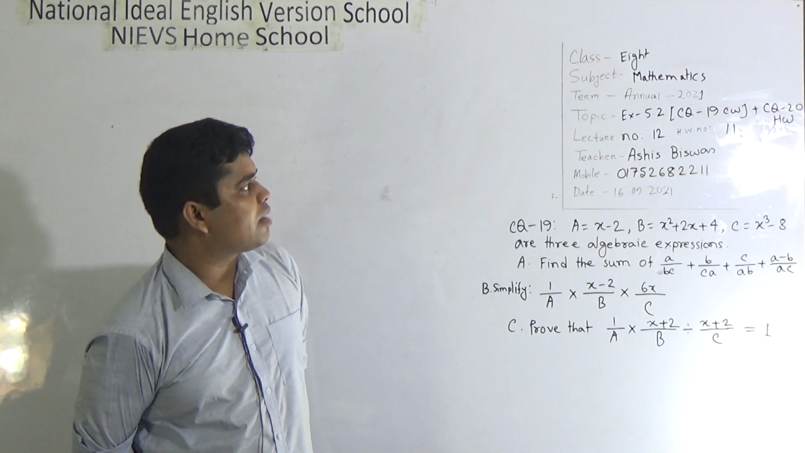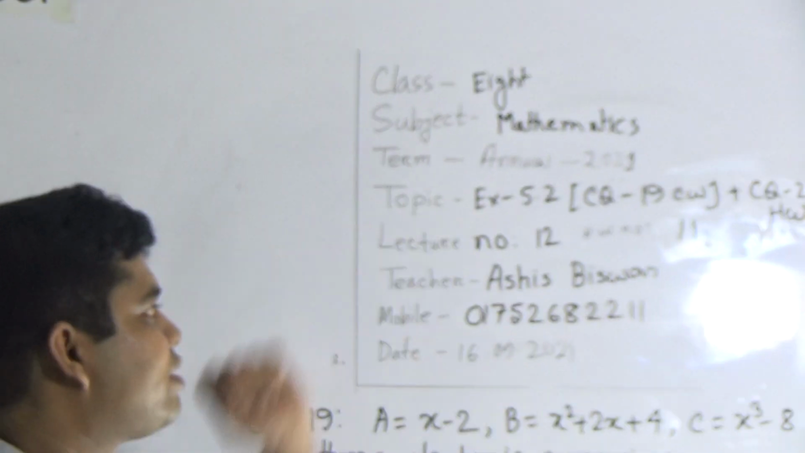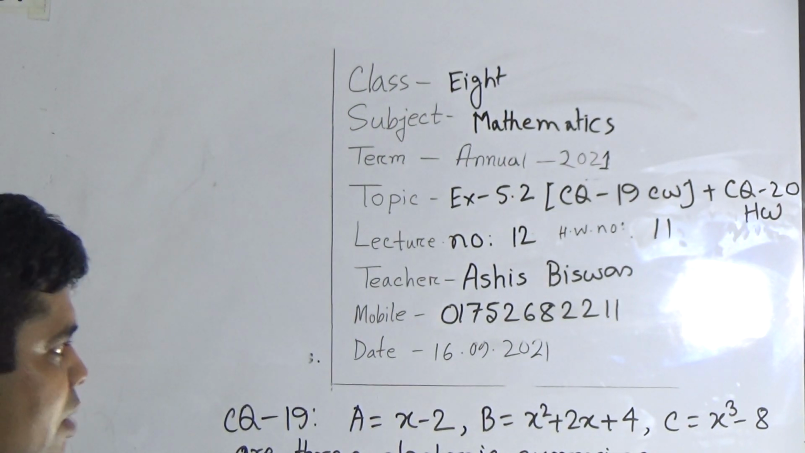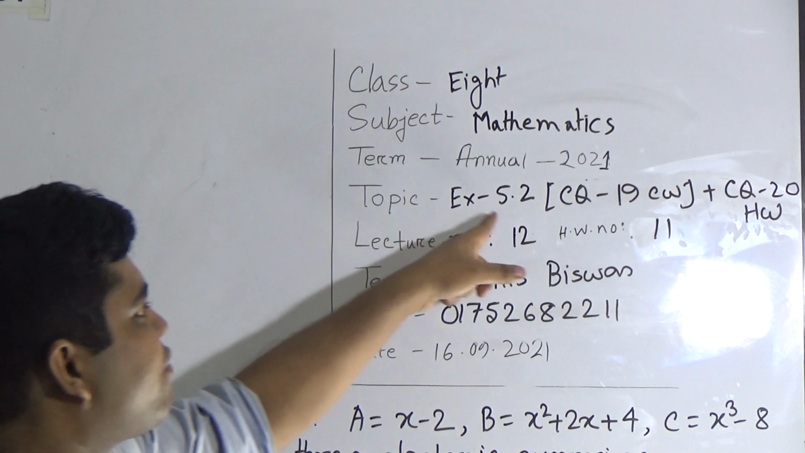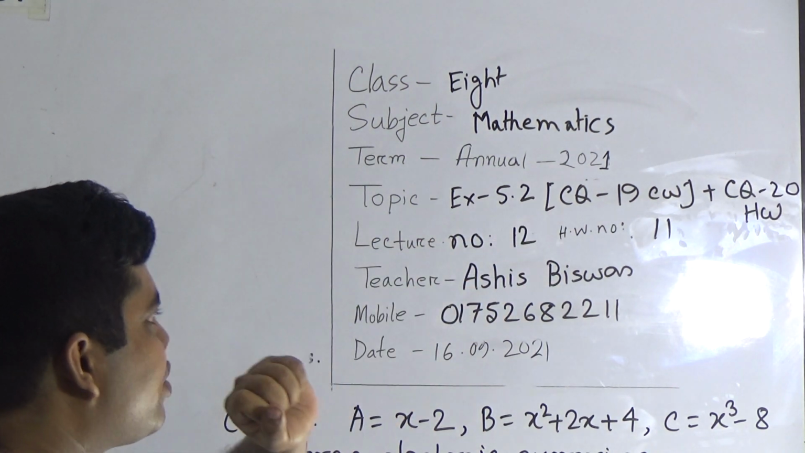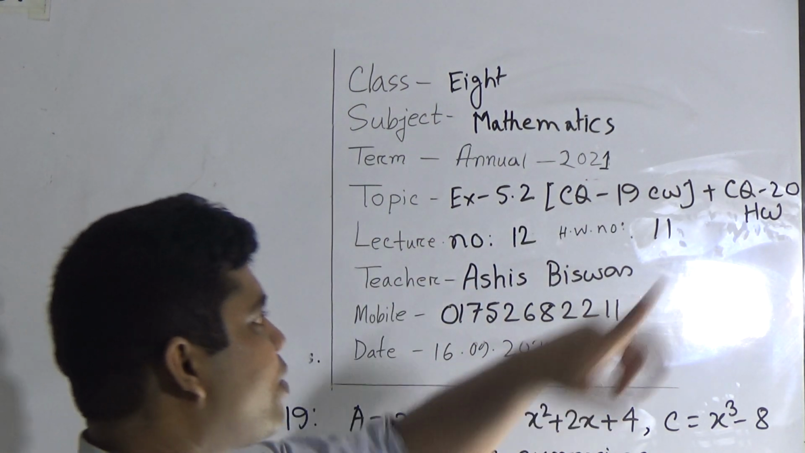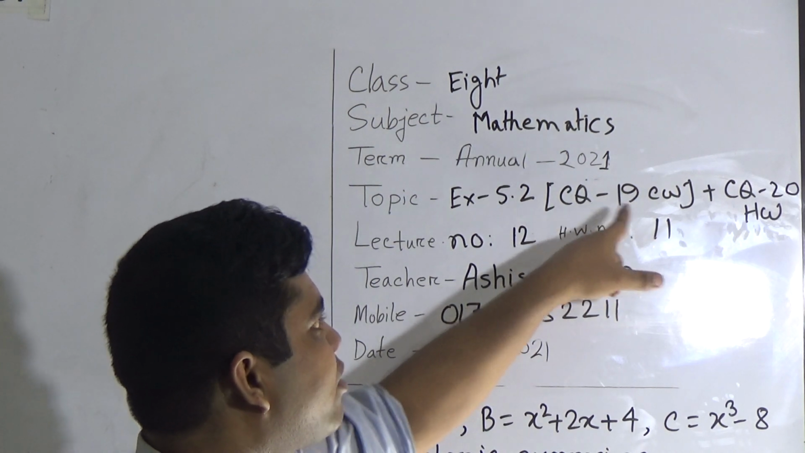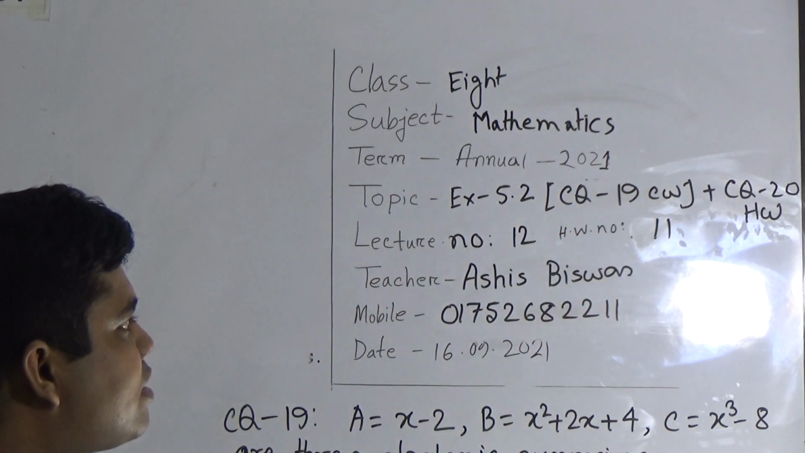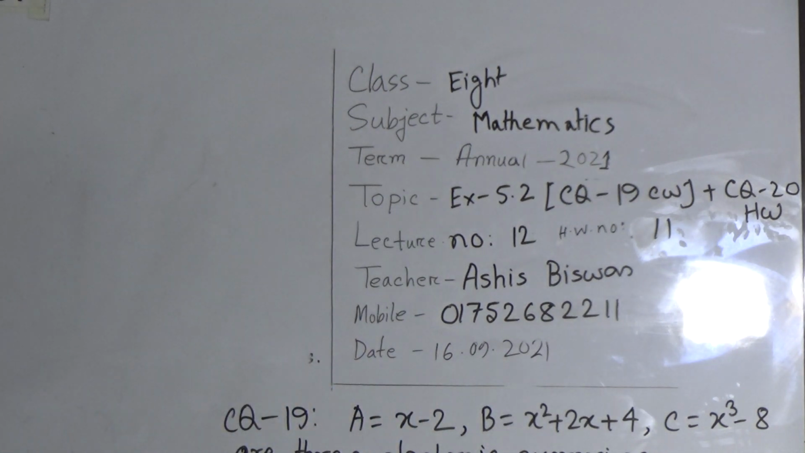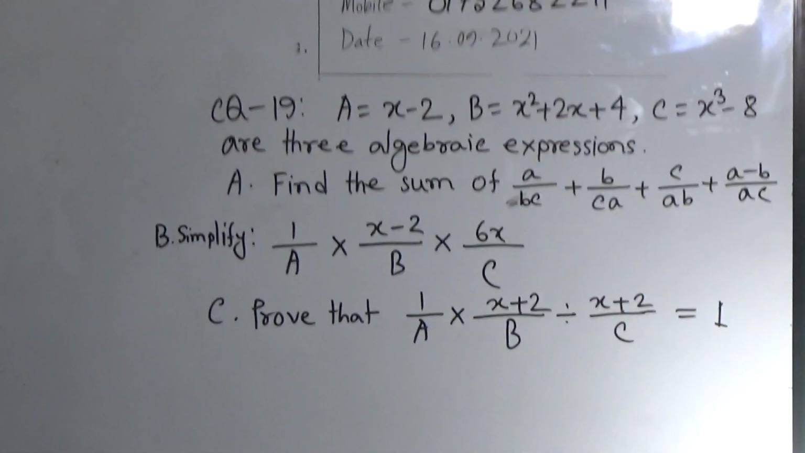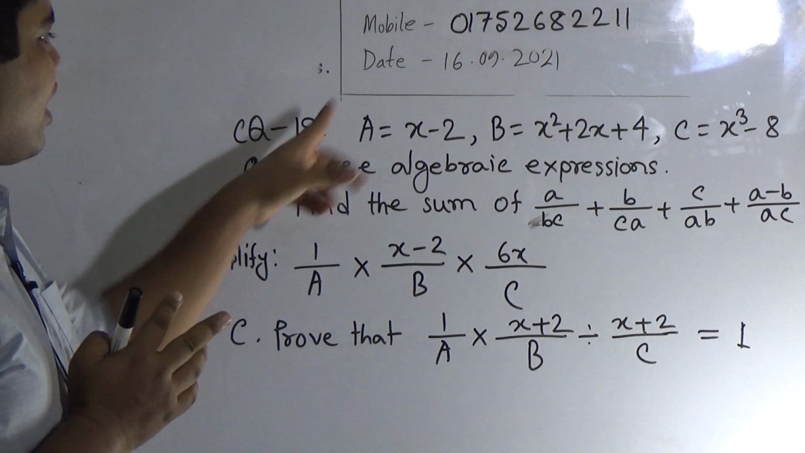Today is our lecture number 12 of annual term examination and today's SW number will be 11. My dear students, our topic name is Exercise 5.2. From Exercise 5.2, we shall solve one CQ as your CW, which is CQ number 19, and CQ number 20 will be your SW. So, my dear students, let us start our class. I have already written this CQ number 19 on the board.